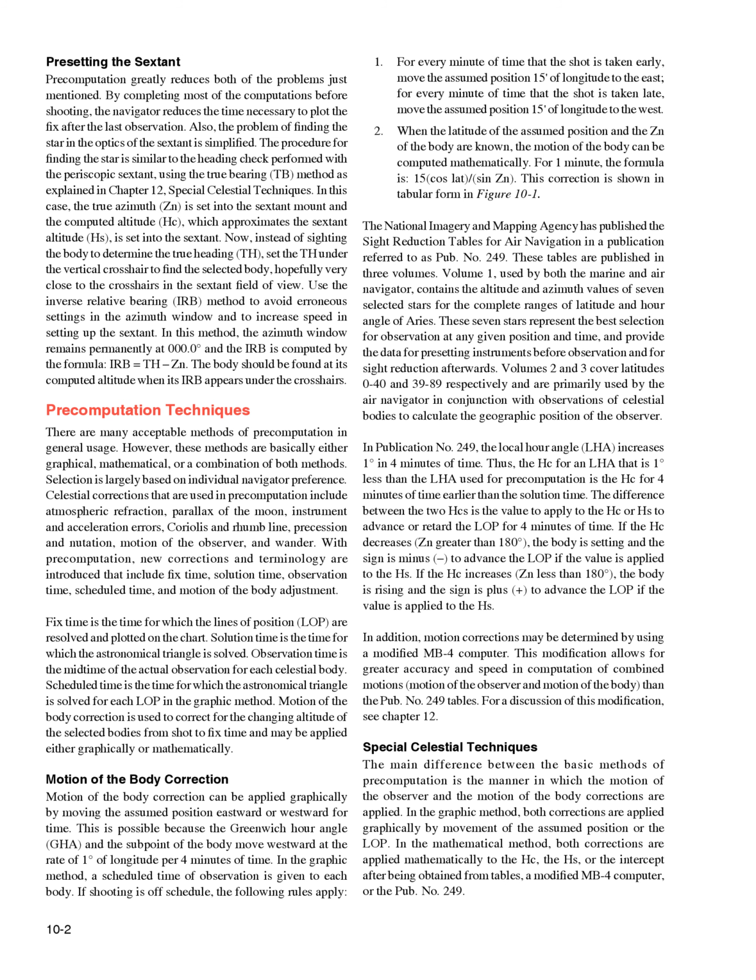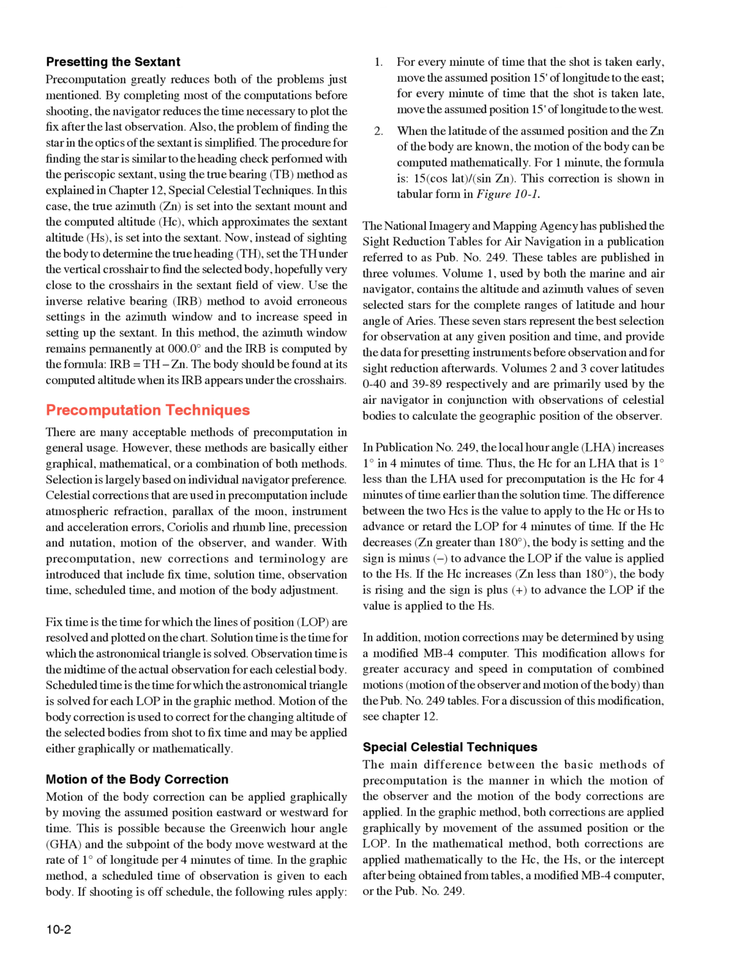Special celestial techniques. The main difference between the basic methods of precomputation is the manner in which the motion of the observer and the motion of the body corrections are applied. In the graphic method, both corrections are applied graphically by movement of the assumed position or the LOP. In the mathematical method, both corrections are applied mathematically to the HC, the Hs, or the intercept after being obtained from tables, a modified MB4 computer, or the Pub. No. 249.